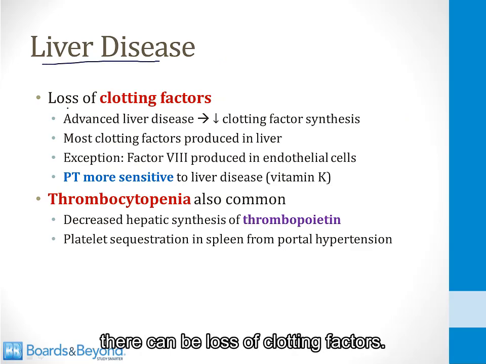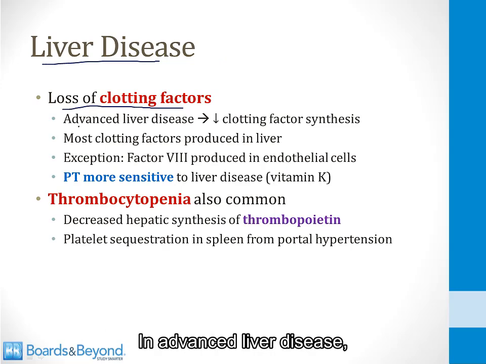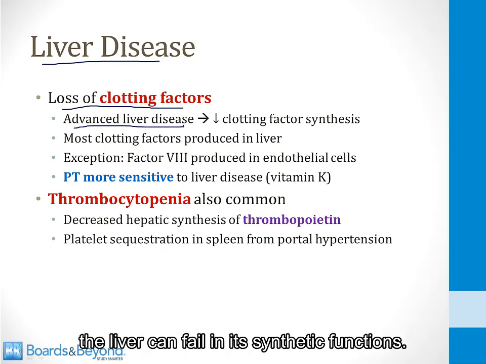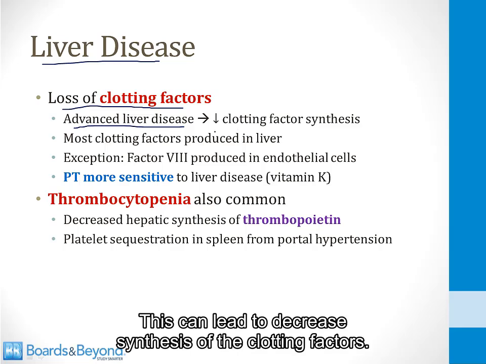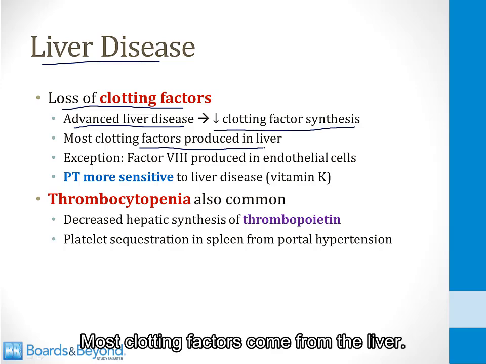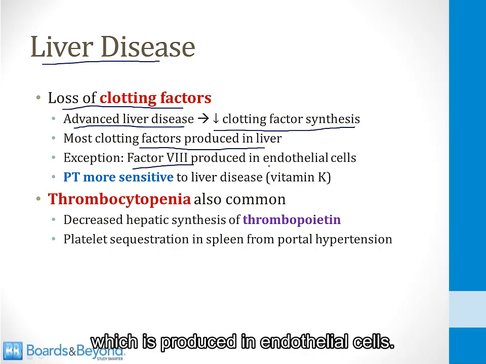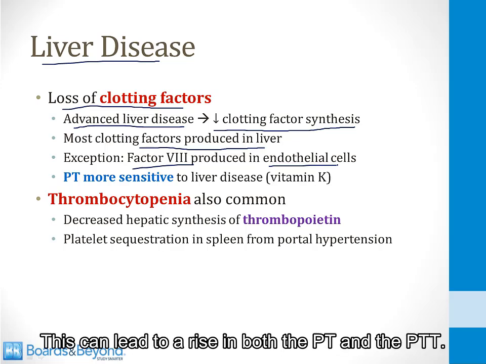In liver disease, there can be loss of clotting factors. In advanced liver disease, the liver can fail in its synthetic functions. This can lead to decreased synthesis of the clotting factors. Most clotting factors come from the liver. The one exception is factor VIII, which is produced in endothelial cells. This can lead to a rise in both the PT and the PTT.